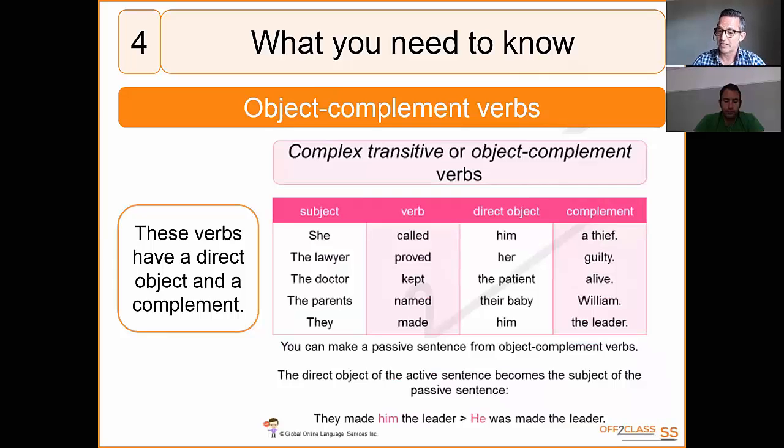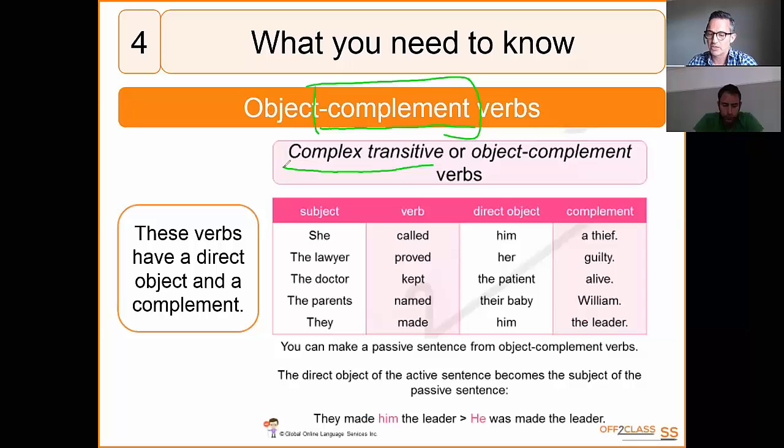Something else that teachers need to know are object complement verbs. Complement is not a very popular word among teachers these days. We generally find that it's avoided by a lot of teachers and they'll use other ways to explain a complement. But if you have a look at these verbs underneath, I will always introduce object complement verbs. They are also called complex transitive verbs.